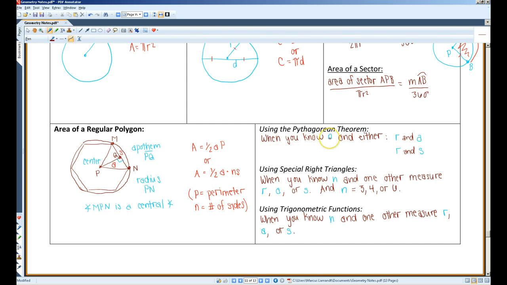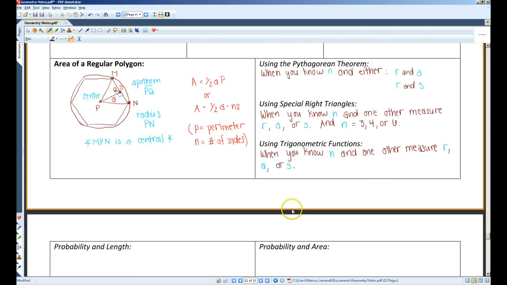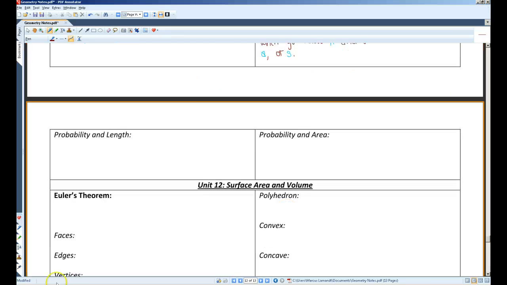Also, depending on how the problem is presented, you may also have to incorporate your knowledge of the Pythagorean theorem or special right triangles or trig functions to solve the problem. And I've made a list of what you would need to know in order to use each of these things, and we'll do some examples of this in class.